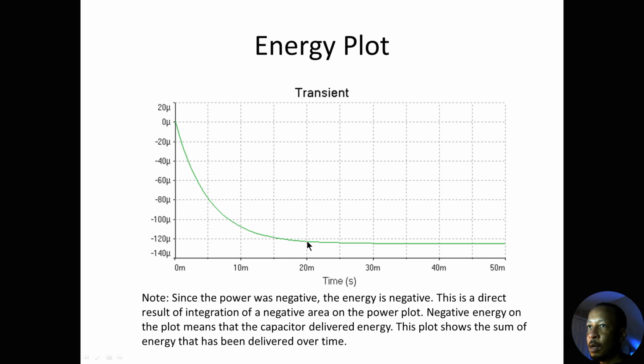Then when it's at 20 milliseconds, how many joules did it deliver to the circuit? A little bit over 120 microjoules, and so forth. And so, just as a visual estimate, it looks like about 125 microjoules that it gave in total. So this is basically the expenditure of energy over time, and it's telling you how much at what time, and that's the correct way to interpret this energy plot.